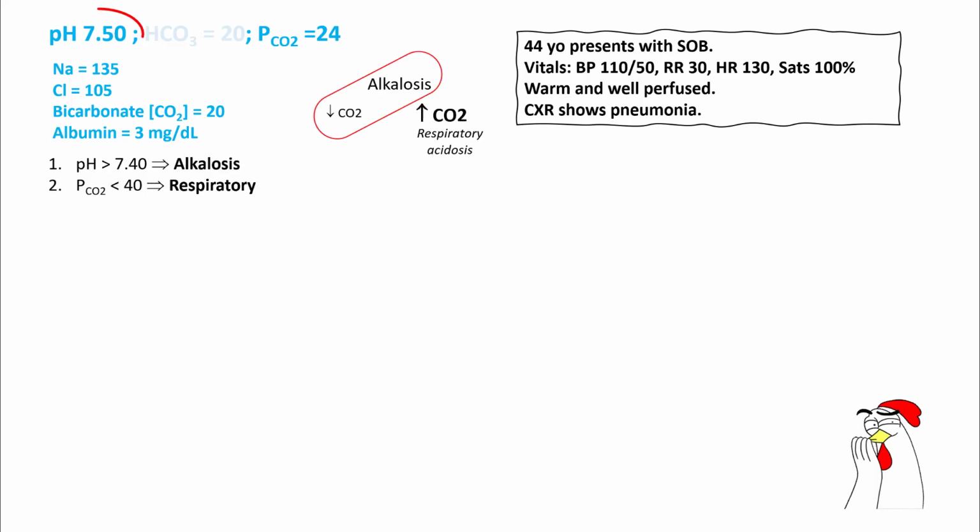So steps 1 and 2 would be looking at your pH and PaCO2. Do not look at the bicarb at this stage, please. Since pH is more than 7.4, it is an alkalosis. And since PaCO2 is less than 40, that means you are blowing off CO2. So this alkalosis is from low carbon dioxide levels. So it's a respiratory alkalosis.